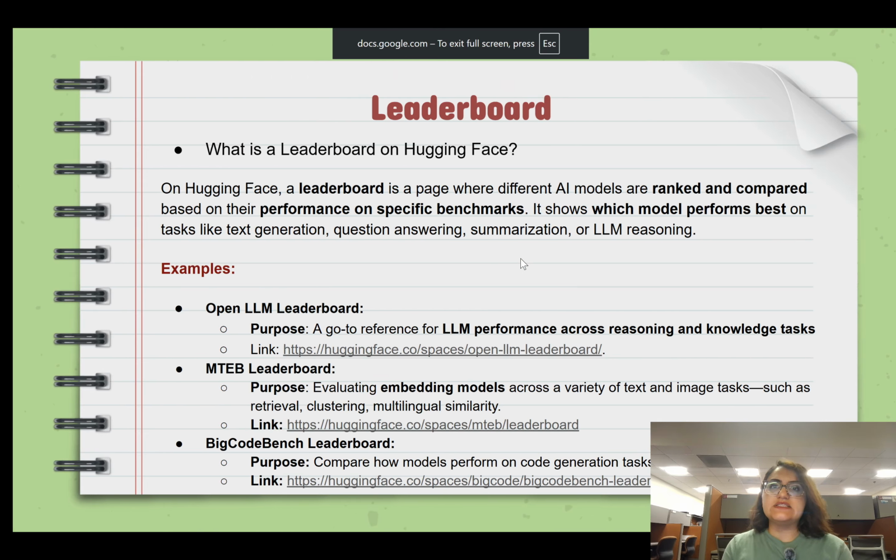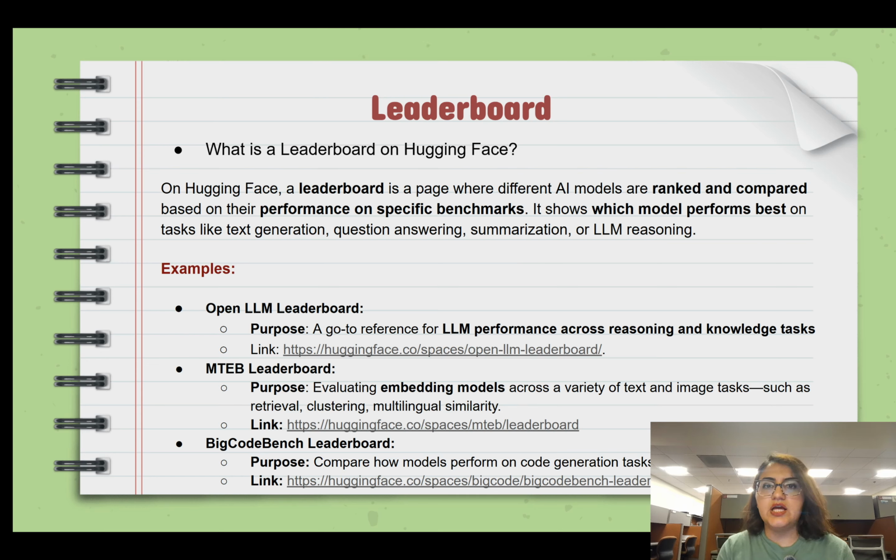My second platform that I want to introduce today is Leaderboard. But what is Leaderboard on Hugging Face? Leaderboard is a page where it actually ranks different AI models based on their performance on a specific task and benchmark. For example, we have different leaderboards for text generation, question answering, summarization, etc. Here I bring some examples.